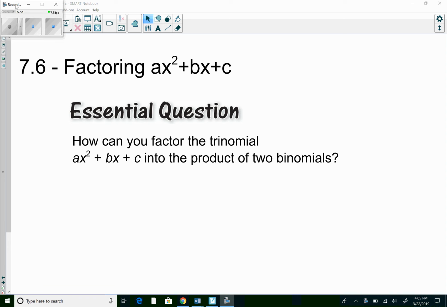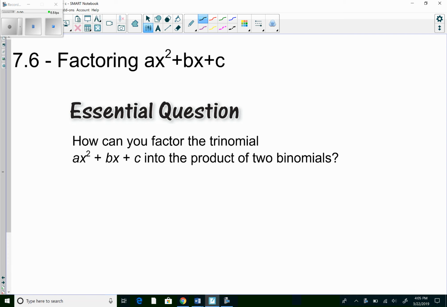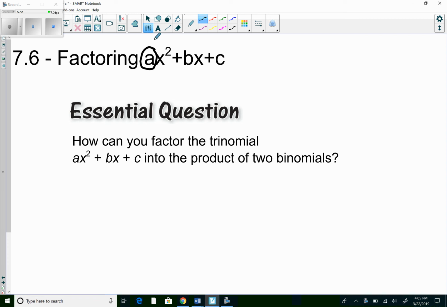Today we are talking about factoring using ax squared plus bx plus c. So basically the big difference between the other video and today's video is that this time we have an a value. So basically there's a number in front of our x squared. Like before, we didn't have a number in front of our x squared, but today we do.